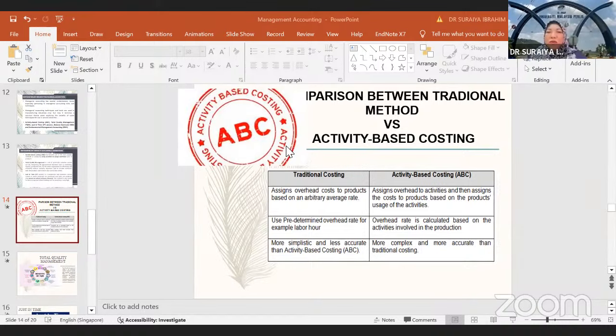There are pros and cons that I can share with you, a comparison between the traditional method and activity-based costing, that are always considered management accounting tools for those managers involved, okay?